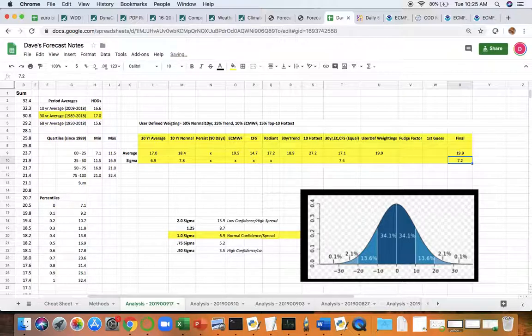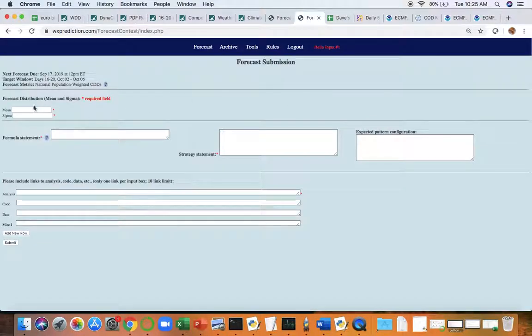So the final step is to enter those numbers into my spreadsheet here, along with my formula statement strategy, and then to hit submit. But since I've gone over my time here for brevity, I'm going to skip that step for the video. Thank you very much, and look forward to doing this again next week.